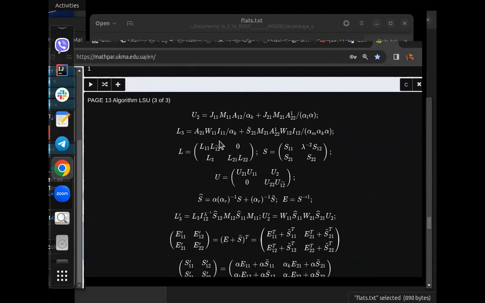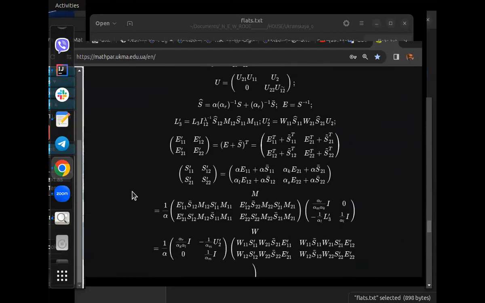This is matrix L, lower triangular, we obtain from the previously obtained block. This is matrix U, upper triangular, we obtain from the previous block. This is the weighted permutation matrix. And to obtain matrices M and W, we can do it easily with such multiplication of the obtained blocks. And this is finished.